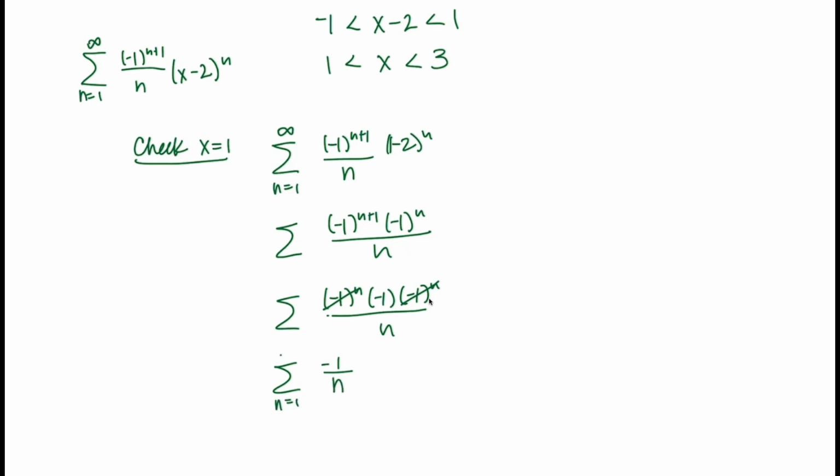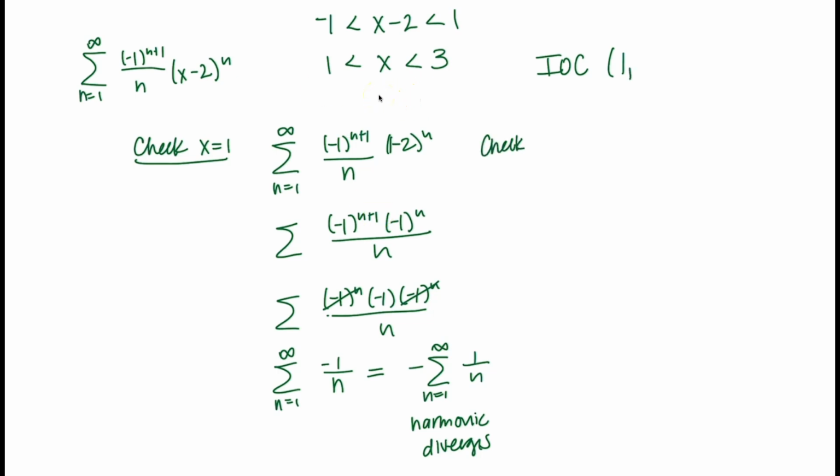And that is basically the harmonic series. All right, so if I take the negative out, I have the harmonic series, 1 over n, which diverges. So harmonic diverges, which means that 1 is not in the interval of convergence. So my interval of convergence so far is open parentheses around 1. And then we're going to go ahead and check x equals 3 and see what happens.